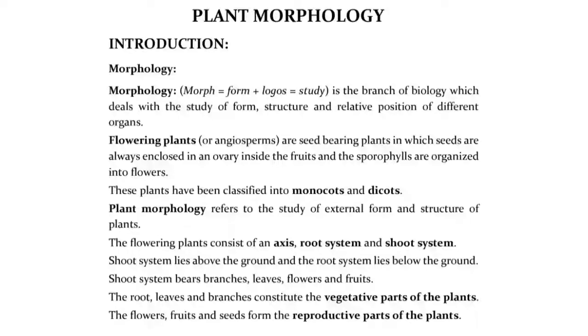Plant morphology refers to the study of external form and structure of plants. The flowering plants consist of an axis, root system and shoot system. Shoot system lies above the ground and the root system lies below the ground. Shoot system bears branches, leaves, flowers and fruits. The root, leaves and branches constitute the vegetative parts of the plants. The flowers, fruits and seeds form the reproductive parts of the plants.